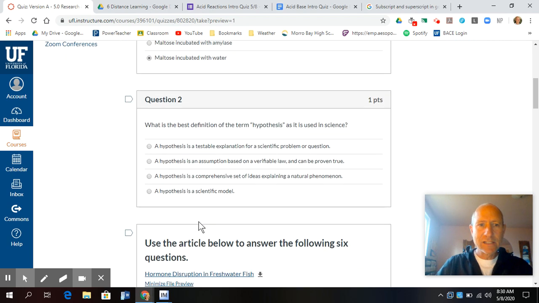What's the best definition for the term hypothesis as it's used in science? A testable explanation for a scientific problem or question. That sounds good to me. An assumption based on a verifiable law. No. A comprehensive set of ideas explaining a natural phenomenon. Comprehensive set of ideas, that sounds like a theory to me. And a scientific model, no. So this is the best answer here.